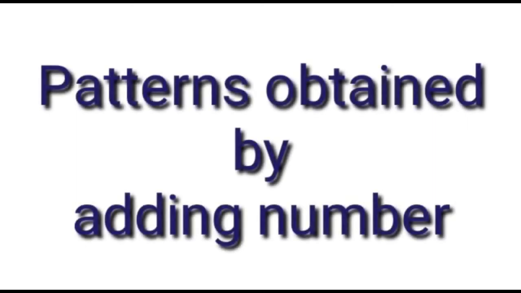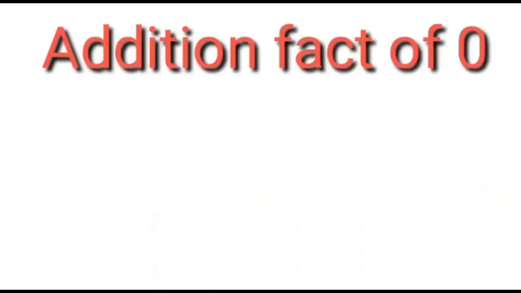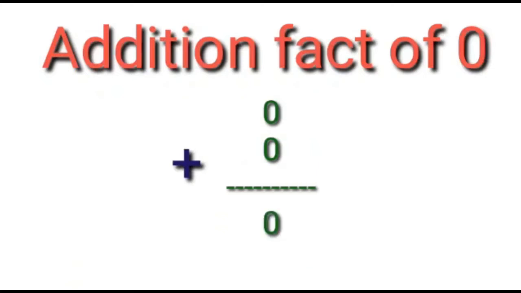Patterns obtained by adding numbers. Observe the given table and you can find that there are many ways to get the sum 10. Addition fact. Let us learn how to do the addition fact. Addition fact of 0 is 0 plus 0. We get the answer as 0.